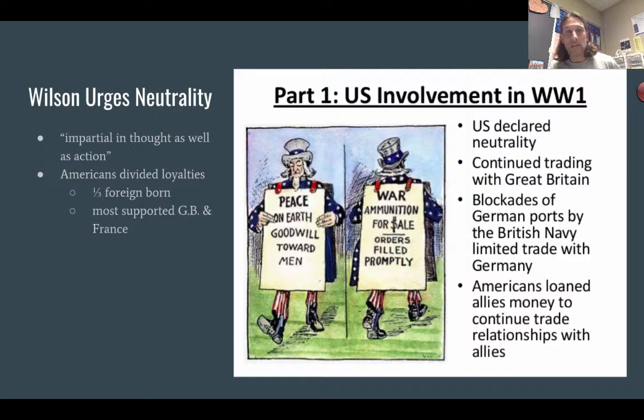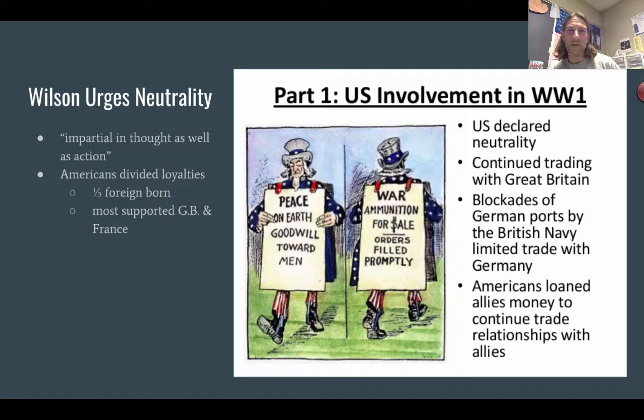When we look at the United States involvement, President Wilson really wants to stay out of it, and he preaches impartiality in thought as well as in action. So we shouldn't pick a side, both internally, and we definitely shouldn't pick a side externally. We shouldn't have favorites. That's what he said, but the problem is that just isn't the way things are going to work, because Americans are going to have loyalties based on where they originally came from.